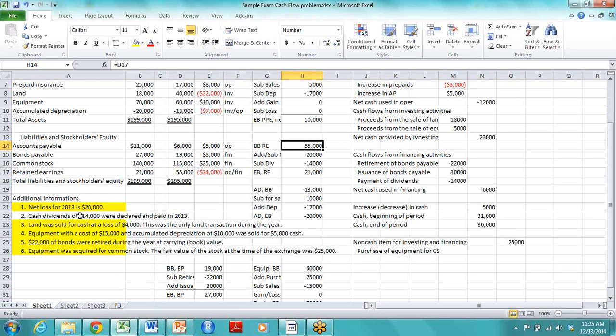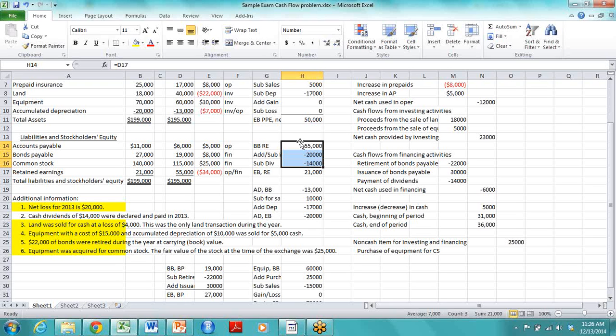We also know from the problem that we have dividends of 14,000, and when we pay a dividend, it's going to reduce our retained earnings. So we're going to subtract dividends. And if we roll forward this amount, it's going to give us our ending balance of 21,000. So we know that retained earnings works because if we take our beginning balance, adjust for the changes that happened, we get our ending balance.